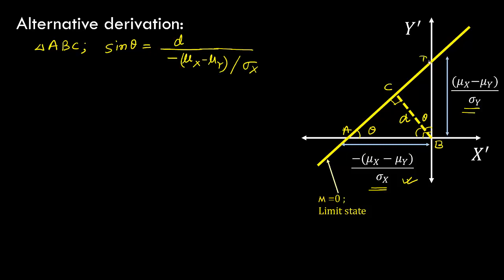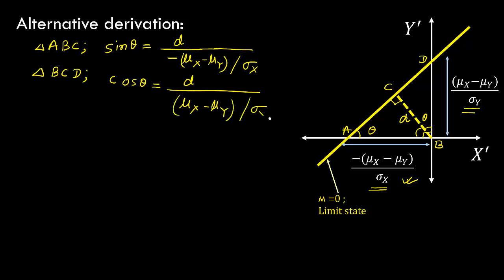So now we can use triangle BCD. So let's write in triangle BCD, I can write an expression for cos theta. So cos theta in this triangle will be nothing but D divided by, we have to write the intercept, that is mu x minus mu y, and this divided by sigma y.